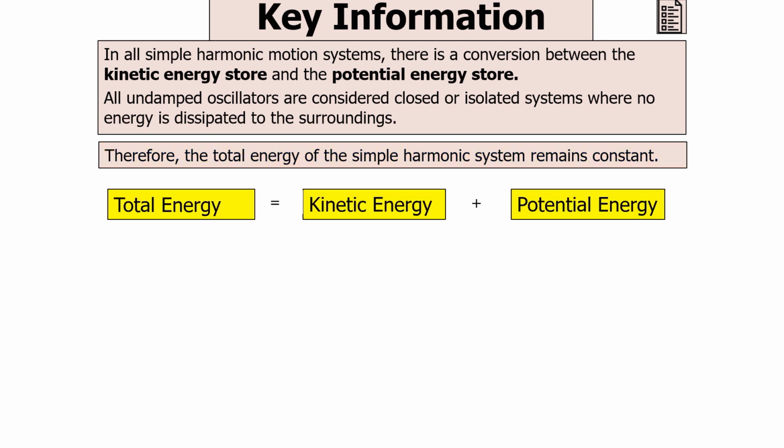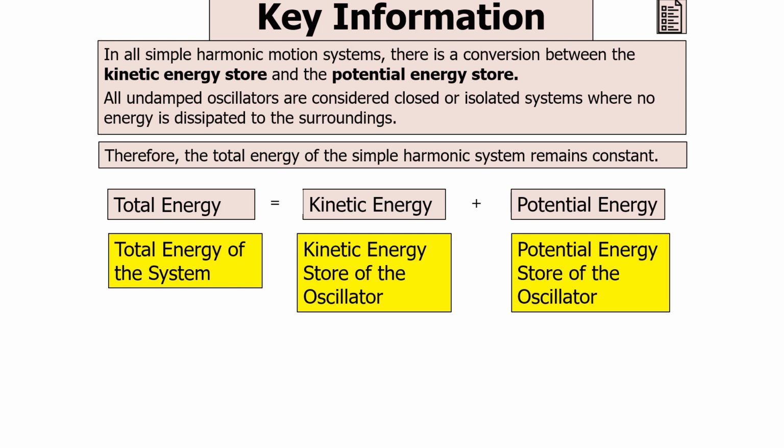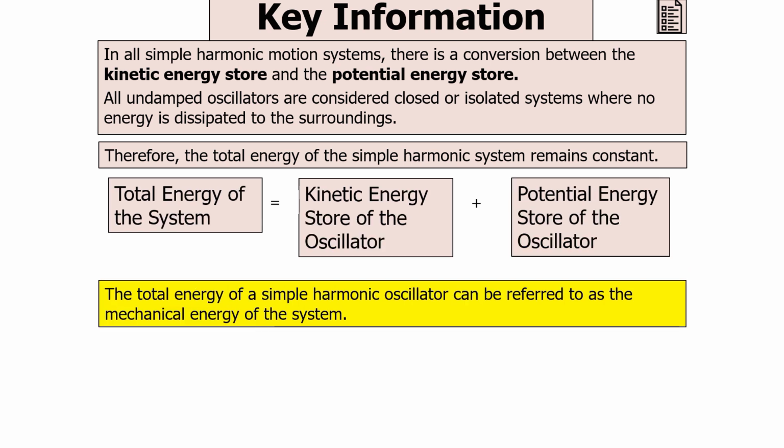So we can say that the total energy is equal to the kinetic energy plus the potential energy, or that the total energy of the system is equal to the kinetic energy store of the oscillator plus the potential energy store of the oscillator. Now the total energy of a simple harmonic oscillator can also be referred to as the mechanical energy of the system.